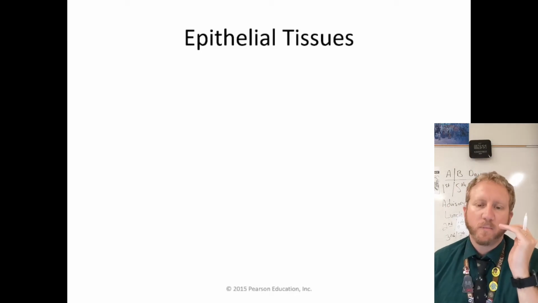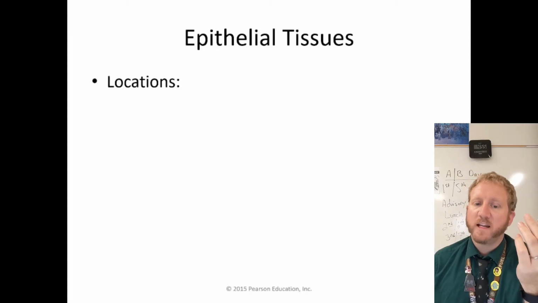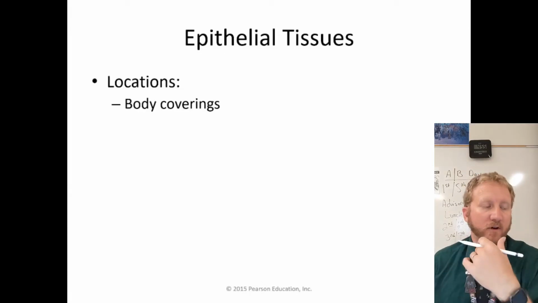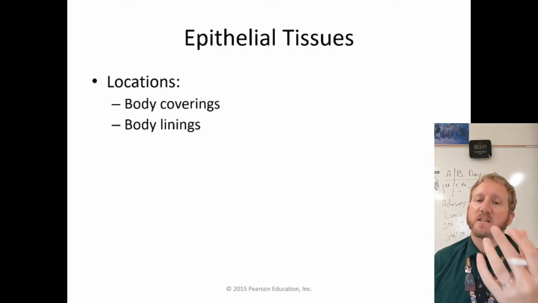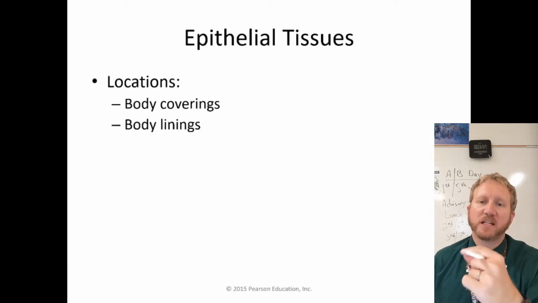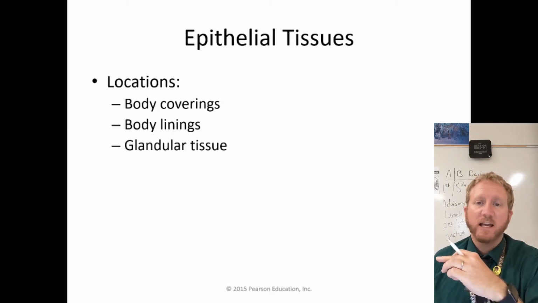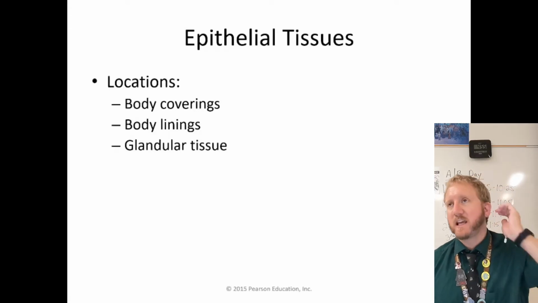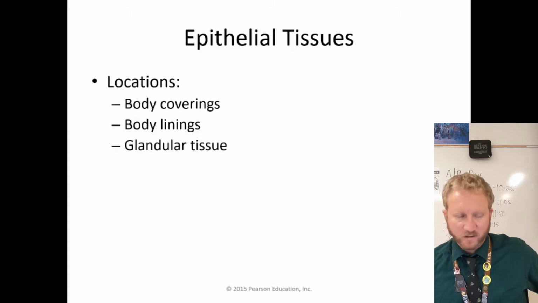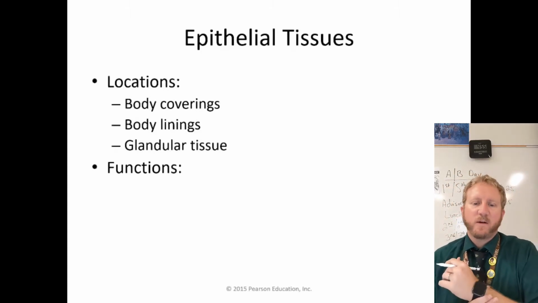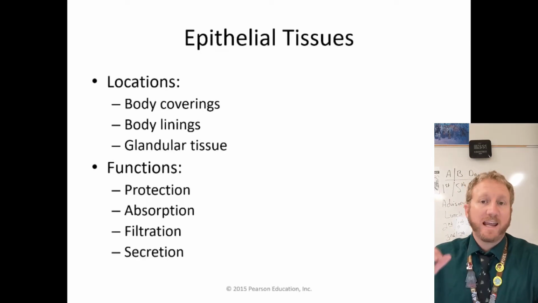Locations, we're going to start immediately with epithelial tissues. That's the first one. We can find those on body coverings, like skin, for example. Linings of cavities and organs. Something like the stomach, for example, has epithelial tissue in it. It's not just epithelial tissue, as well as glandular tissue. So your glands, think endocrine glands, like your adrenal glands, are primarily epithelial tissue. Primary functions of epithelial tissues are protection, absorption, filtration, and secretion.